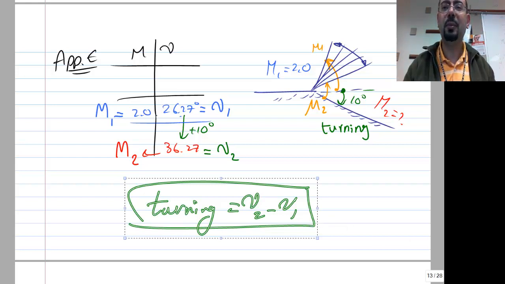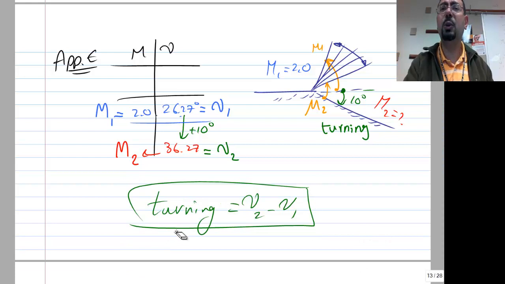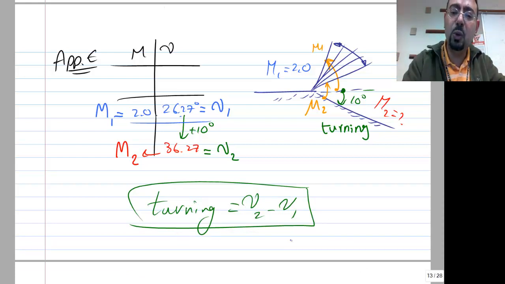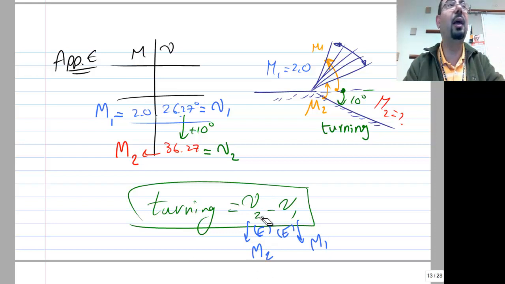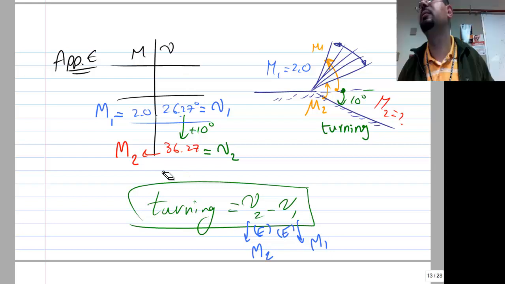Okay? How is that possible? Well, this equation has 3 terms: the turning, nu2 and nu1. You should think about this nu1 and nu2 as if there's M1 and M2 written here. What's the M1 and how can you get it? Appendix E. There is a link between the angle and the Mach number. It's this table.